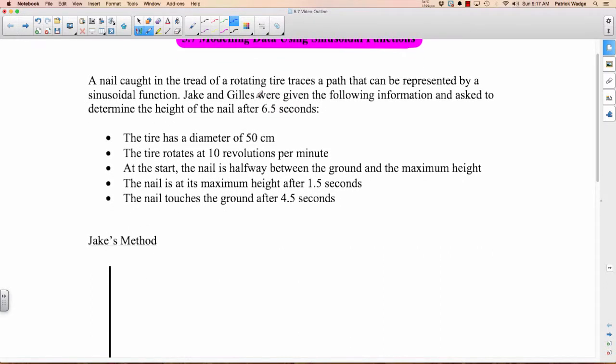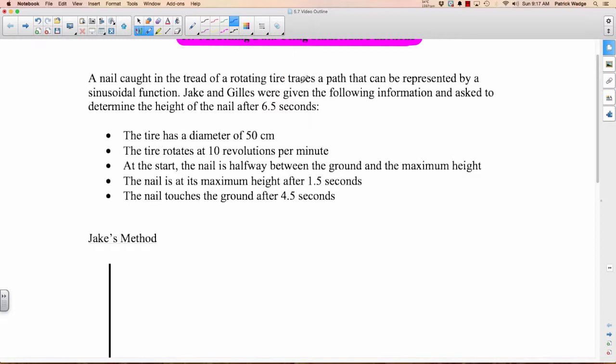So the first one: a nail caught in the tread of a rotating tire traces a path that can be represented by a sinusoidal function. So what this means is there's this tire and it's just rotating in position. There's some nail in this tire. There's the nail right there, and this tire's going around and around and around. I guess I could give some comic book arrows to show it's going around.